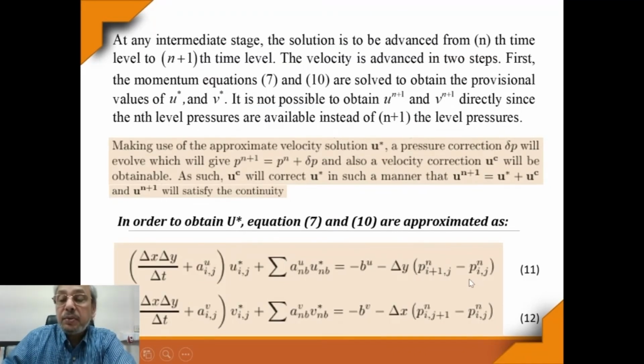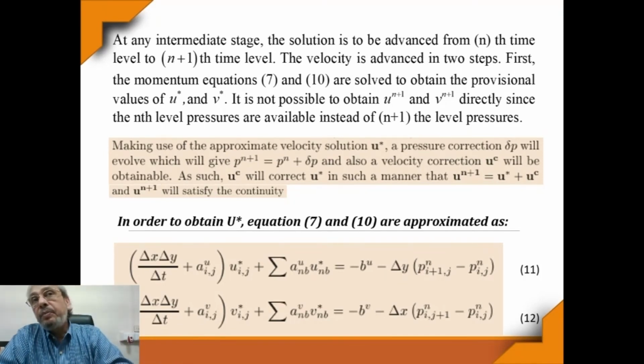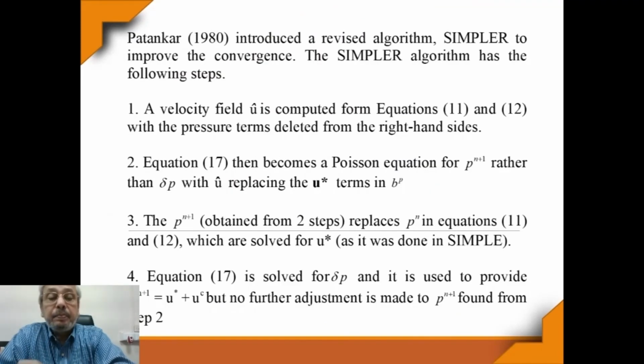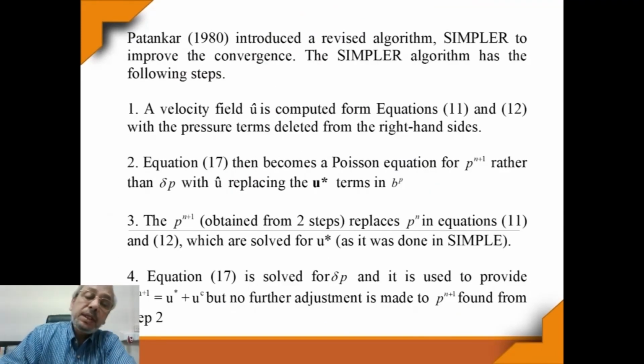Now we rewrite equations 11 and 12. Whatever P we get from the Poisson's equation for pressure, not for pressure correction, now it becomes Poisson's equation for pressure. And then we use 11 and 12 and find out U star.